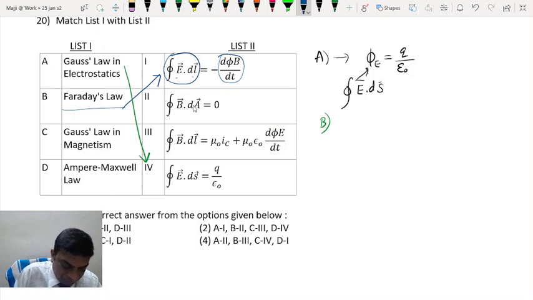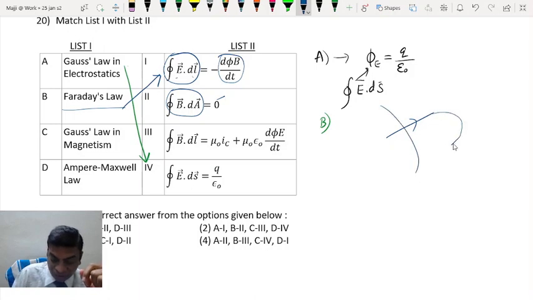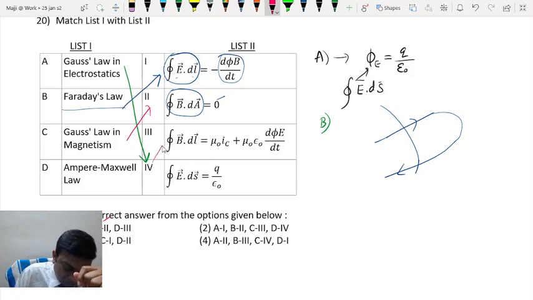Gauss law in magnetism is this: total magnetic flux through any Gaussian surface is equal to 0, because magnetic field lines are always closed lines. Corresponding to every line which comes out of the surface, there has to be one line which enters the surface. That is why total flux has to be 0. So C should be mapped to 2. Then finally, Ampere Maxwell law. This is Ampere Maxwell law, you all know this.